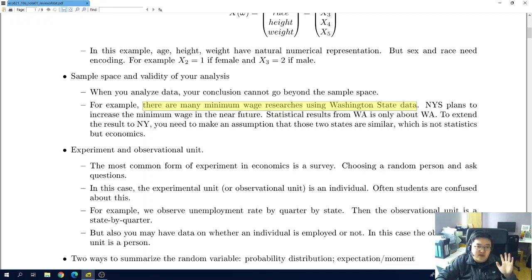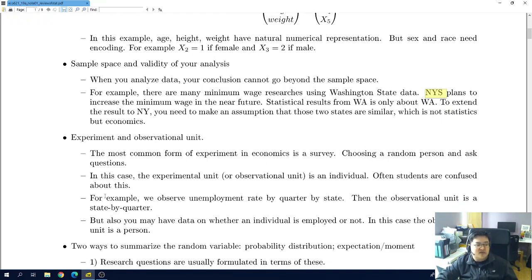So for example, what I said here is you analyze Washington State minimum wage increase effects, and you would like to apply that to New York State. Then that is not the job of statisticians. Whether New York State will behave similarly to Washington State is the judgment from economic theory. So that is different, but rigorously you have to think about the sample space, the limit of your interest, to define it well.